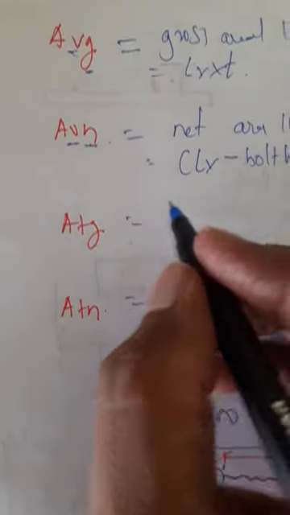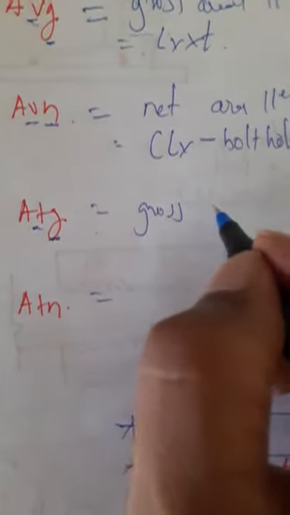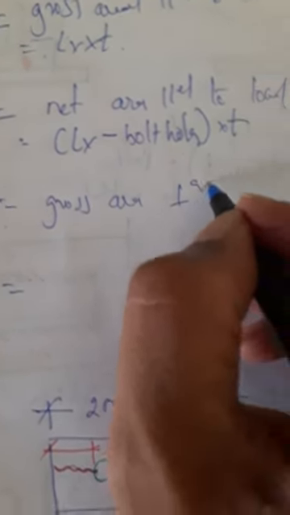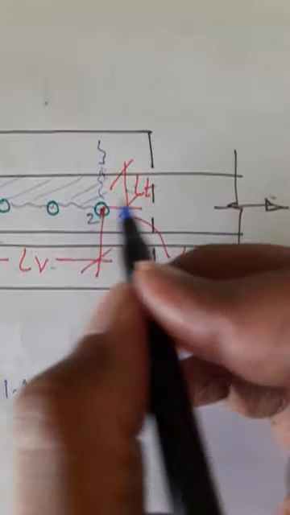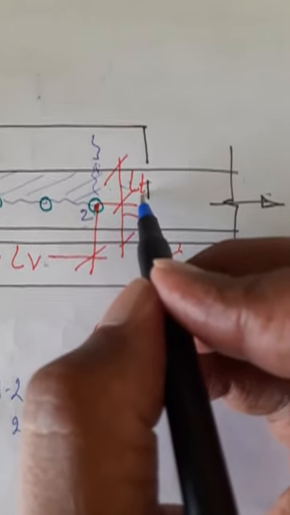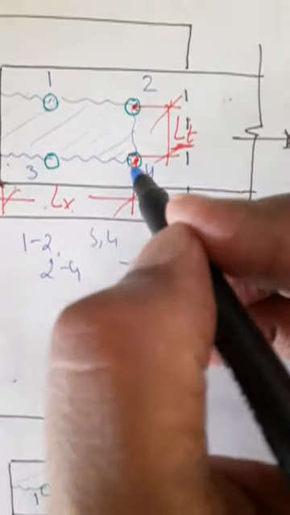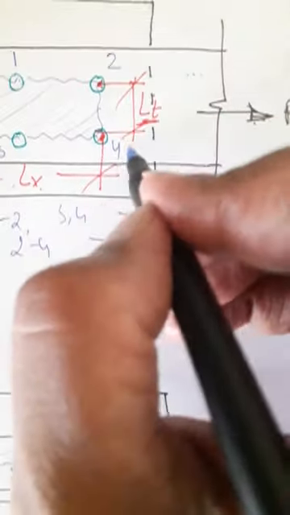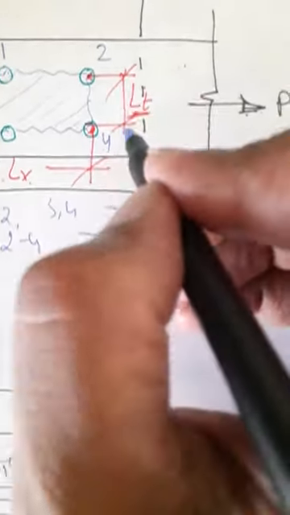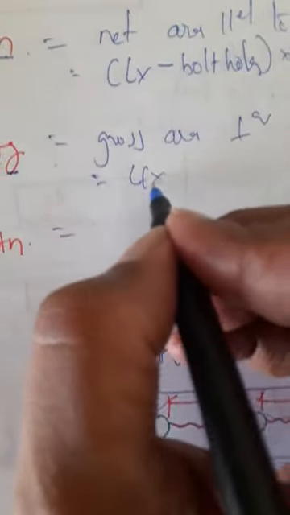Similarly ATG. T indicates tension, G indicates gross. So gross area perpendicular to load. Just look here. From here to here, this much length is in tension, LT. So LT into thickness T. Similarly for plates, from the center of this bolt to this hole, the length perpendicular to the load direction. This is the load direction. This is the perpendicular length between two outermost bolt holes. So ATG is equal to LT into T.